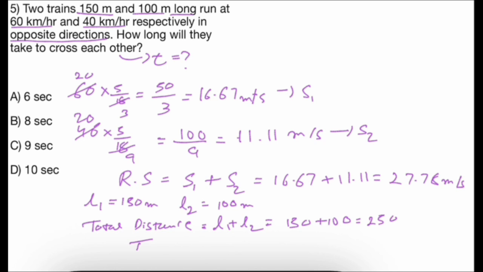So the time is distance divided by speed. The distance here is 250 and the speed is 27.78. If we divide this, we will get the answer to be 8.99, which can be approximated to 9 seconds. Hence option C is the right answer.